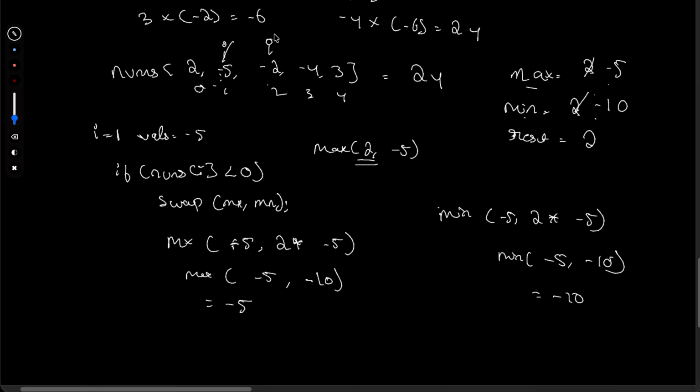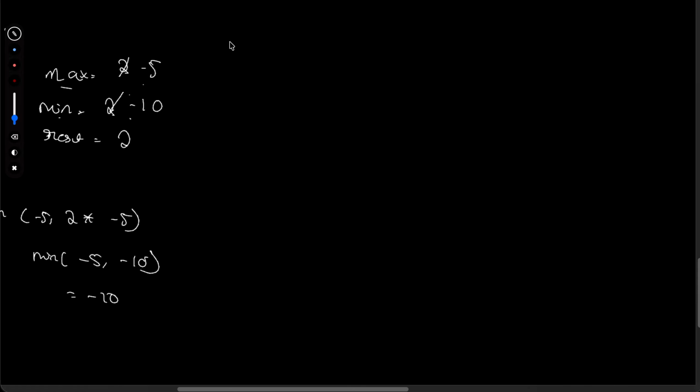Okay, now i comes here at 2, i is equal to 2 and the value is negative 2, the number is negative, so we swap max and min. So before swapping, max is negative 5 and min is negative 10. After swap, max becomes negative 10 and min becomes negative 5. So see, why we swap? Because multiplying by a negative flips the sign, so a small negative can become a big positive.